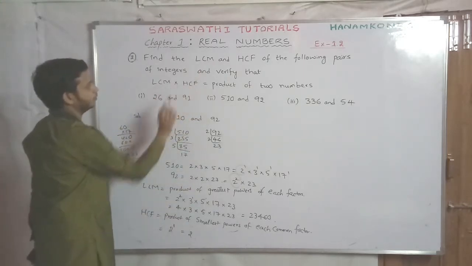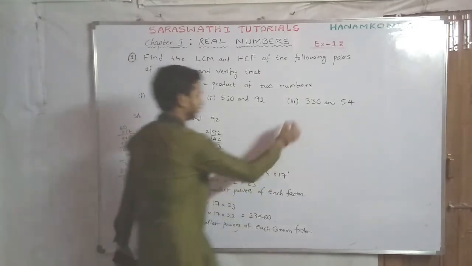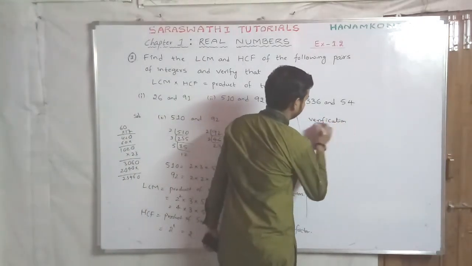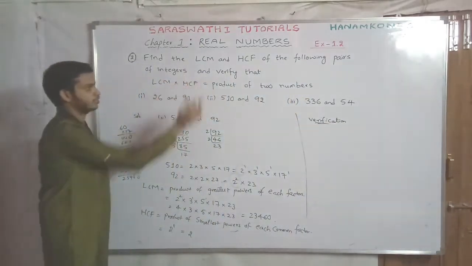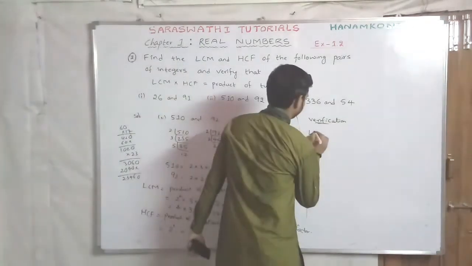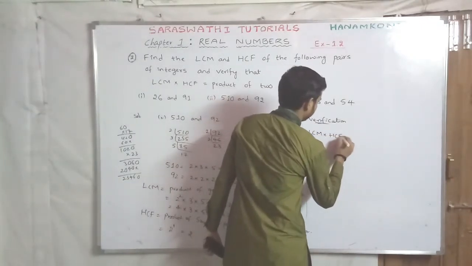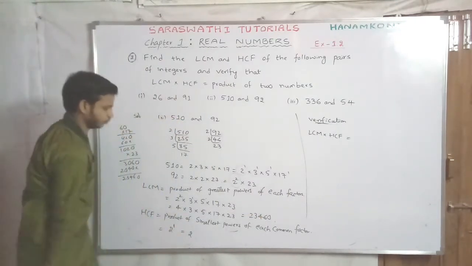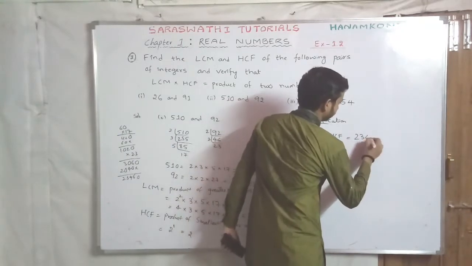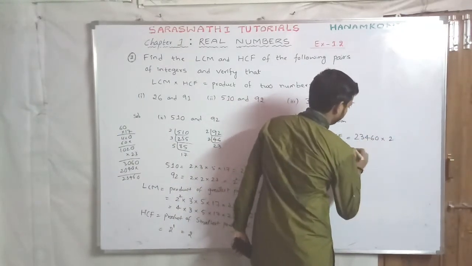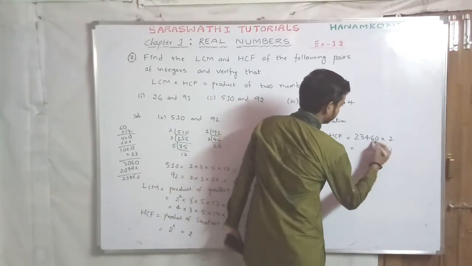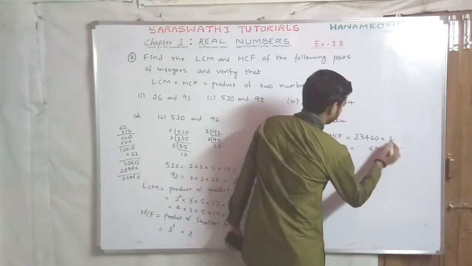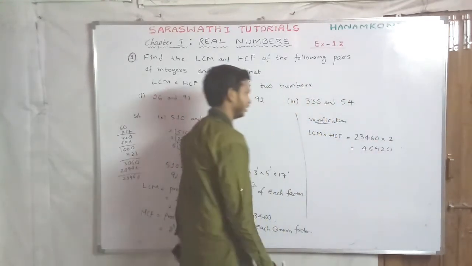Now we have to verify that LCM into HCF equal to the product of the two numbers. Let us verify that. First, let us find LCM into HCF. The LCM value we have obtained is 23460 and the HCF value is 2. So 23460 into 2: 2 0s are 0, 2 6s are 12, 2 4s are 8 plus 1 is 9, 2 3s are 6, 2 2s are 4. So 46,920 is the LCM into HCF value.